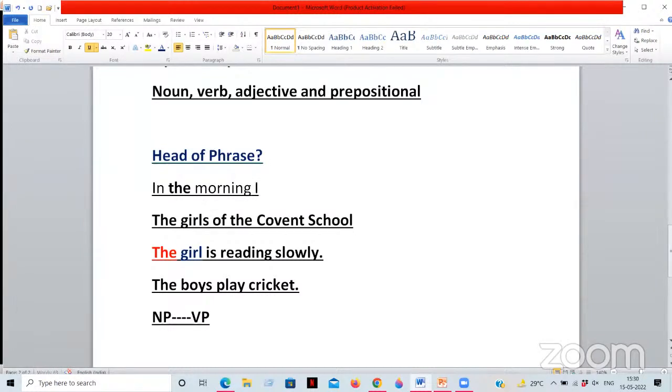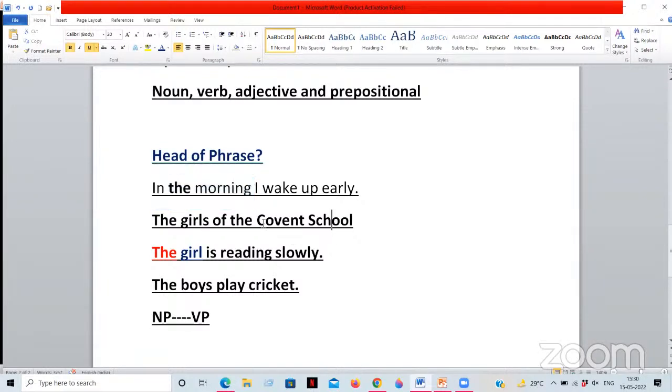Okay. In the morning I wake up early, or I wake up early in the morning. Now when we talk about only this portion, this is what is called a prepositional phrase, because the head of this phrase is a preposition, that is in.